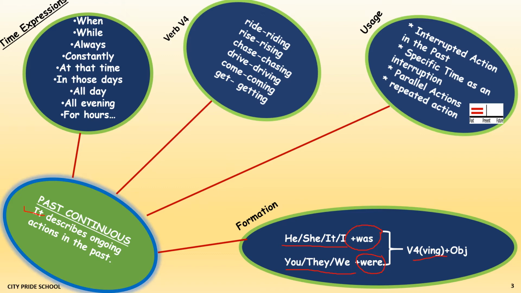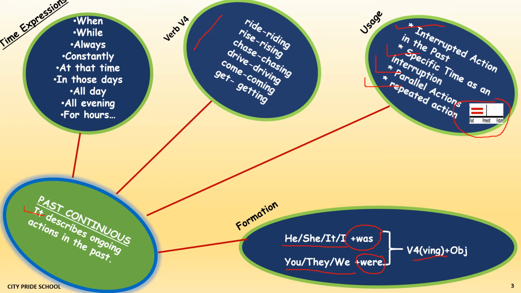Now, when should we use past continuous tense? To show interrupted actions in the past, to show a specific time as an interruption, to talk about parallel actions or actions which were repeated, of course, in the past tense. See, children, this is the timeline of parallel actions, two actions going on side by side. Then these are a few verbs in their ing form. Please observe the changes in the spelling.